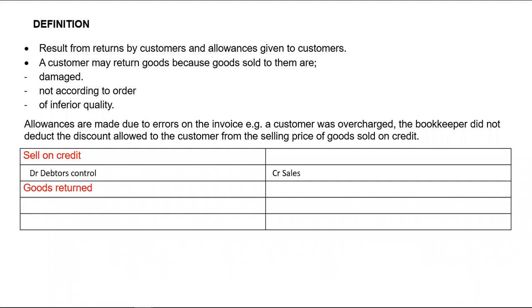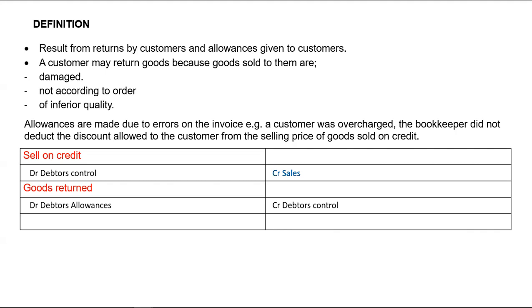Now, instead of debiting sales, remember, sales is income, so when it decreases it goes on the debit side. Instead of debiting sales, we are going to debit an expense account, which is a reduction of sales, which we refer to as debtors allowances. And then we're going to credit debtors control because these people have returned goods. Therefore, when they return goods, what they owe us will decrease.